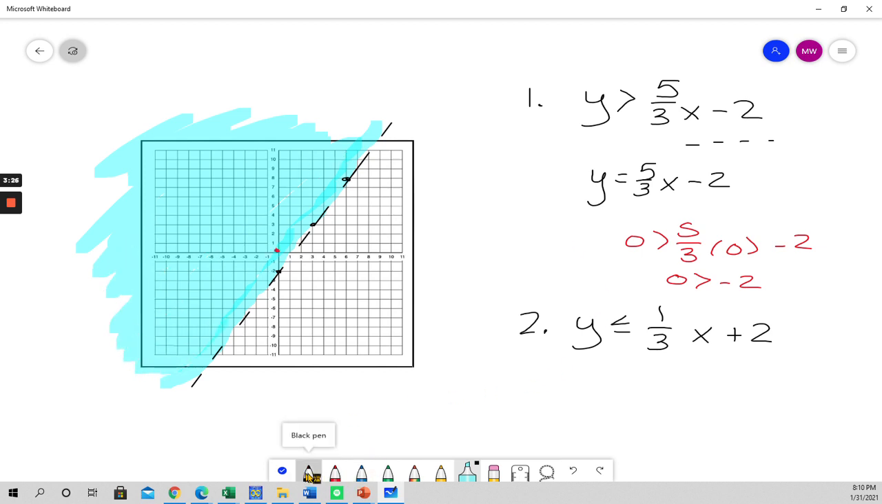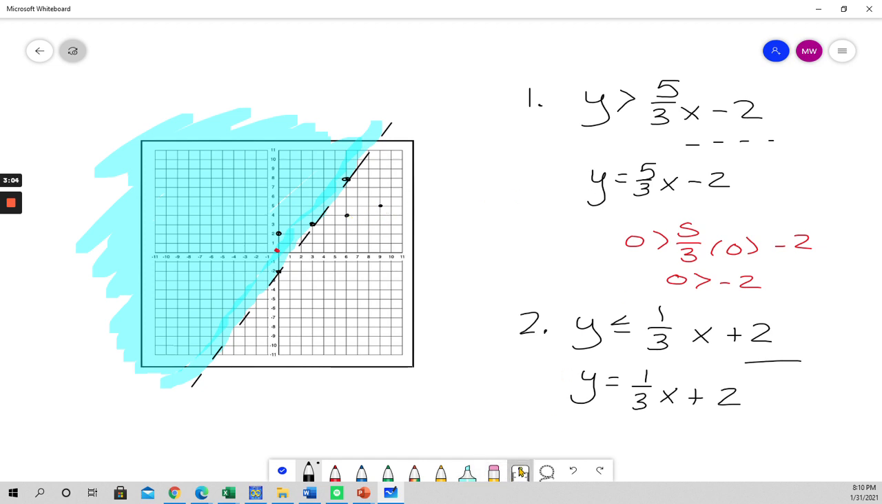I'm going to do the same thing with my second equation. So I'm going to graph this the same way. I'm going to graph y equals 1/3 x plus 2. This is a solid line because this says less than or equal. I'm going to start at the 2. I'm going to go up 1 and over 3 throughout my graph.